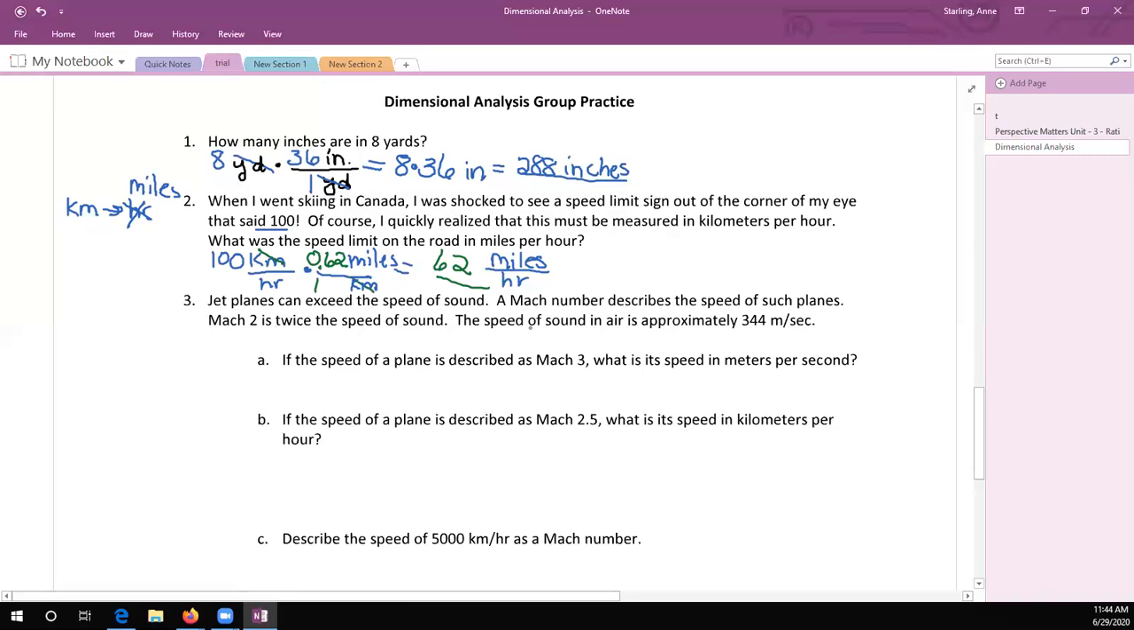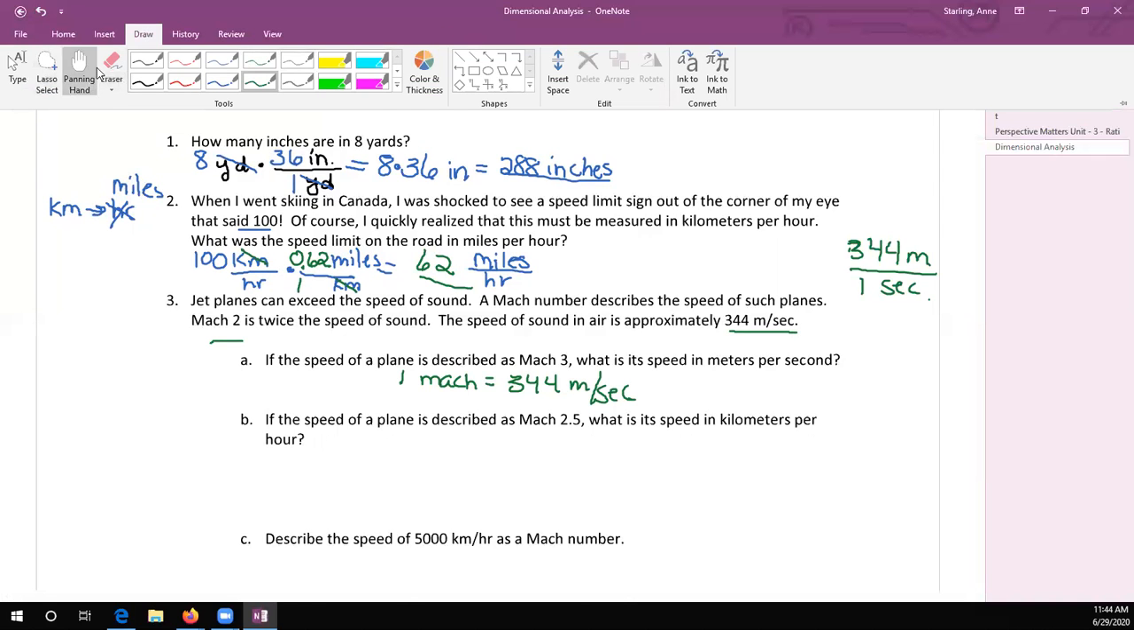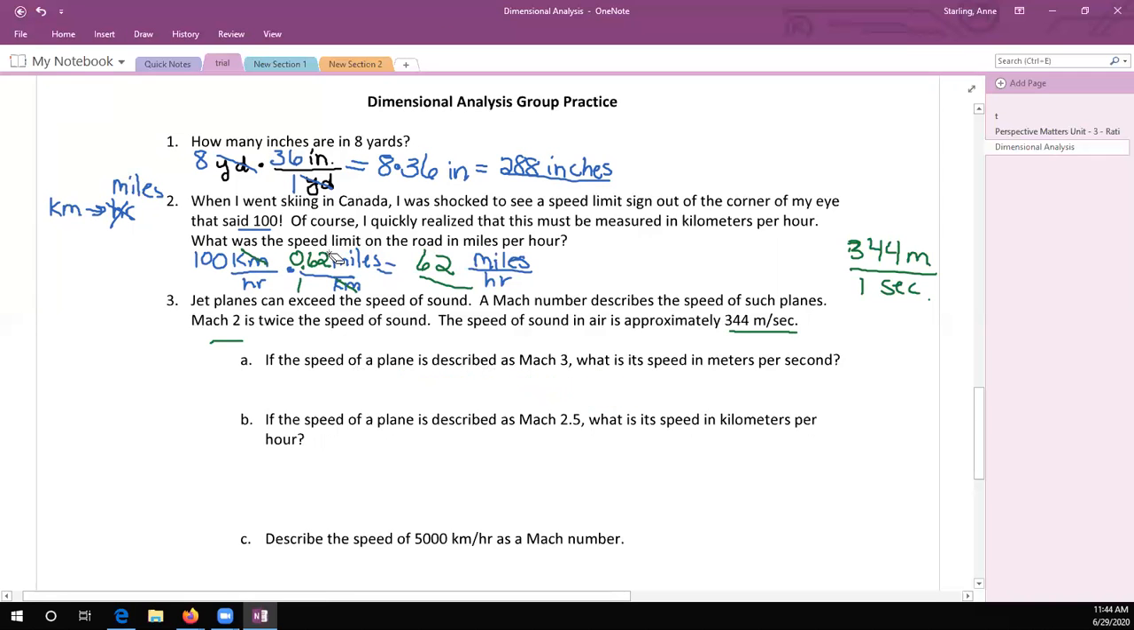Okay, so if you have a Mach, the speed of sound is 344 meters per second. So I'm actually going to write that up here as 344 meters in 1 second. And they're telling you Mach 2 is twice that speed. So Mach 3 is 3 times that speed. So they've written the actual conversion in the problem, and that's that 1 Mach is equal to 344 meters per second. So we've written that in.